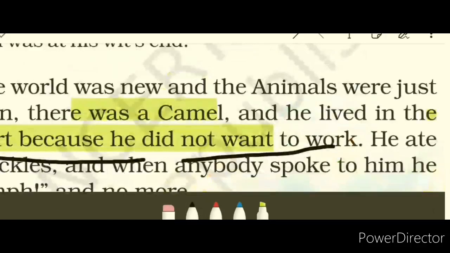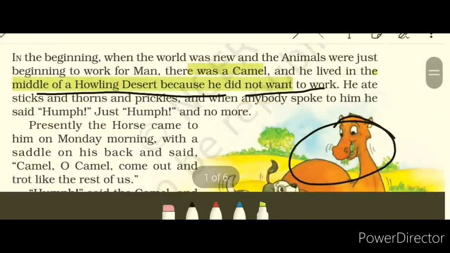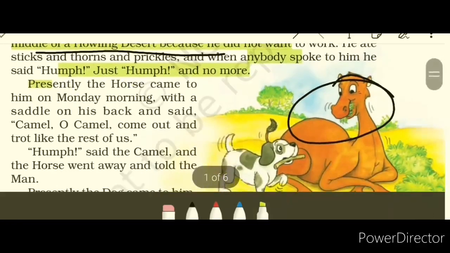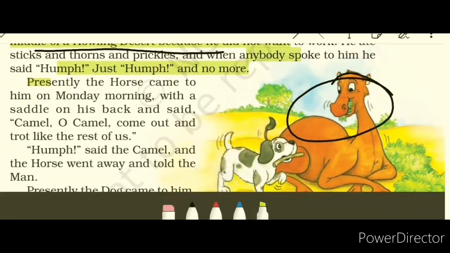He used to eat all these things that are basically thorny and prickly, something that gives you an itchy sensation. And when anybody spoke to him, he said humph, just humph, no more. It must be irritating. People try to have a conversation with him, they approach him, and when they try to speak, all he says is humph, and nothing else. It will be very irritating for everyone.